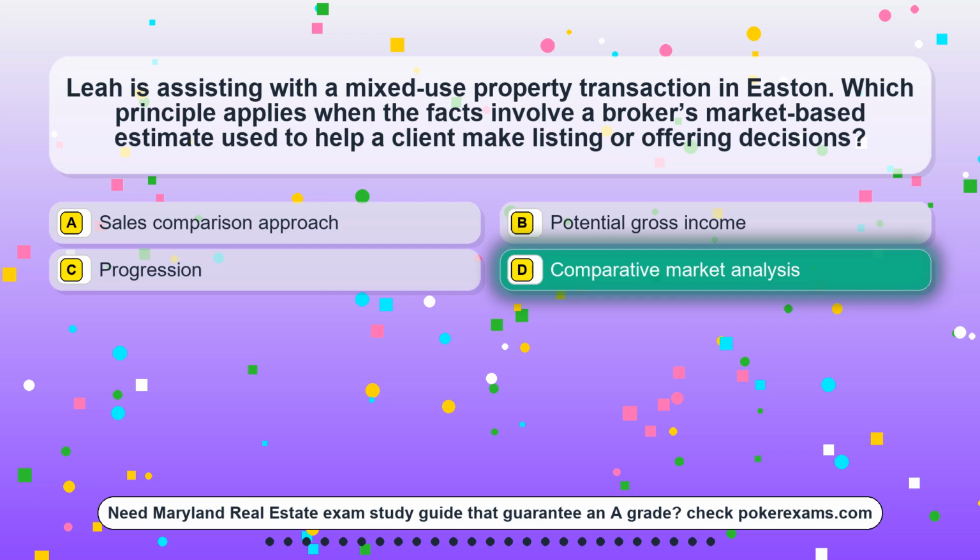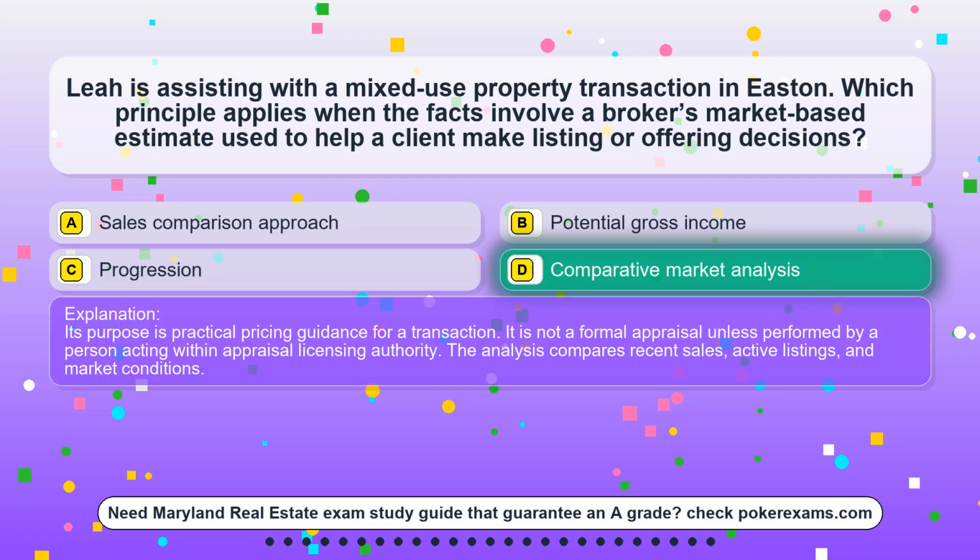The correct answer is option D. Comparative market analysis. Its purpose is practical pricing guidance for a transaction. It is not a formal appraisal unless performed by a person acting within appraisal licensing authority. The analysis compares recent sales, active listings, and market conditions.